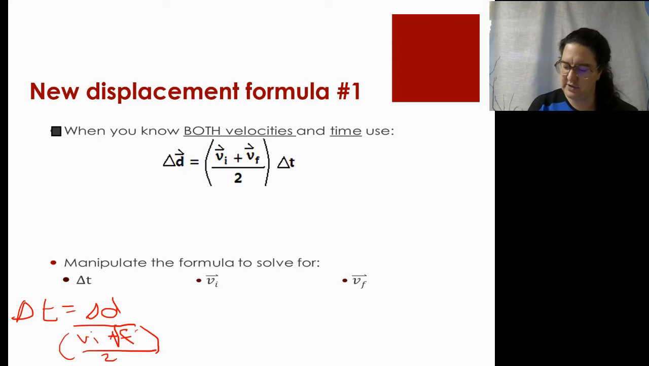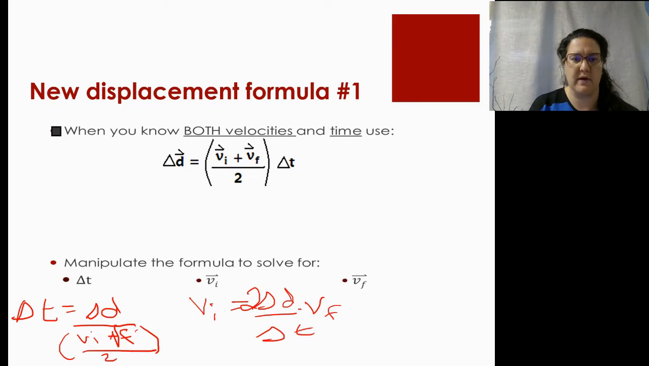Now to rearrange this equation to solve for initial velocity, the first thing we're going to do is take our initial velocity. We have delta d divided by delta t. Now we have to multiply both sides by 2, and then we're going to subtract our final velocity. So initial velocity equals 2 multiplied by the displacement divided by time, subtract our final velocity. And lastly, final velocity is going to look quite similar.